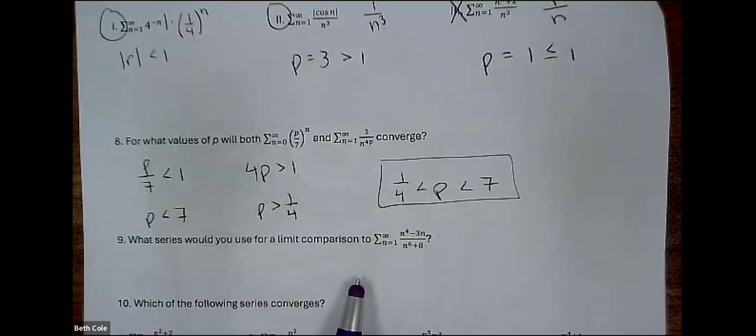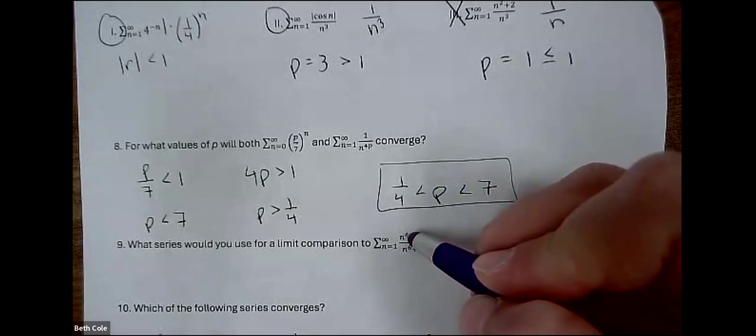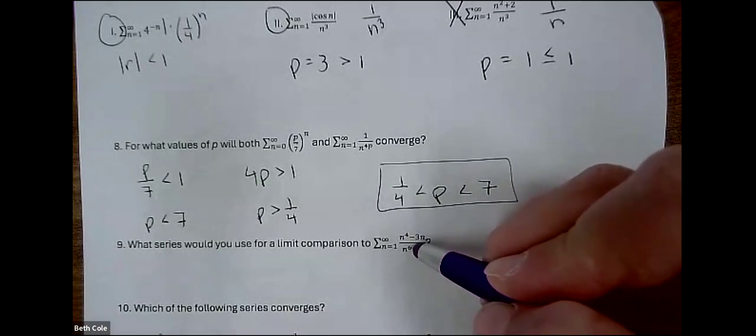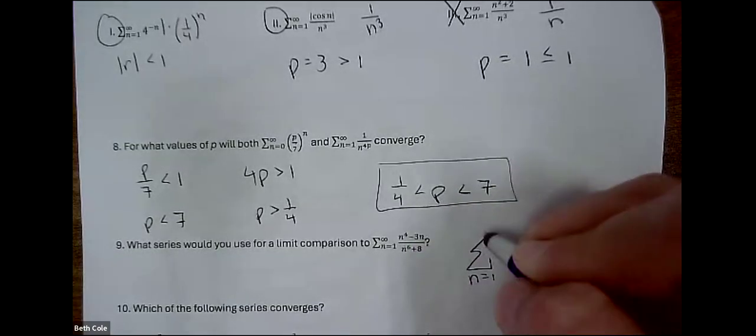All right, what series would you use to compare for this one? So I've got an n to the 4th in the numerator and an n to the 6th in the denominator. So we do 1 over n squared. And it didn't ask this, but that would converge. It's a p-series where p is 2, and that is bigger than 1.